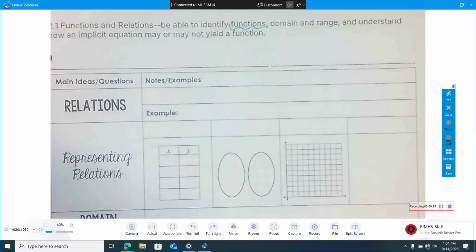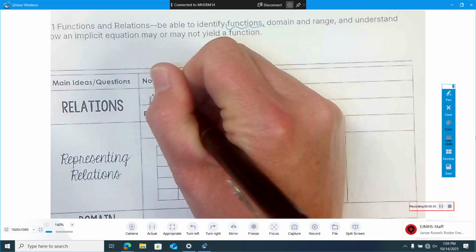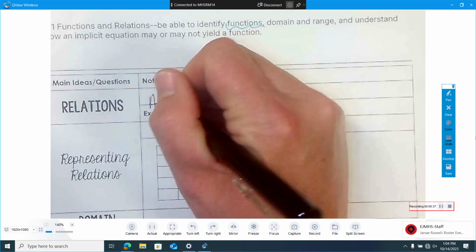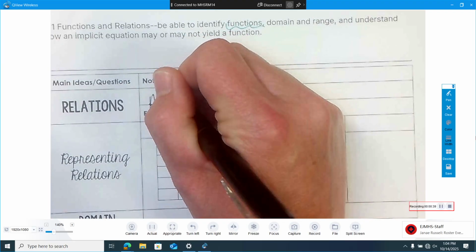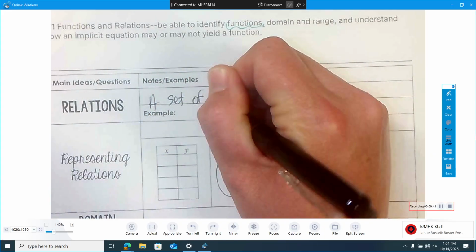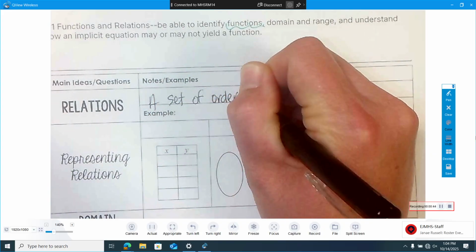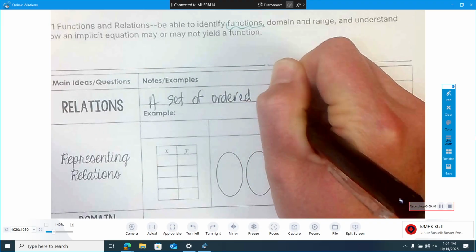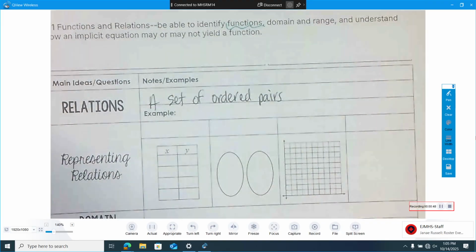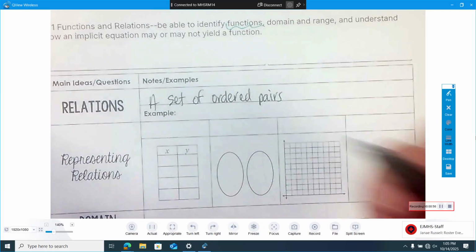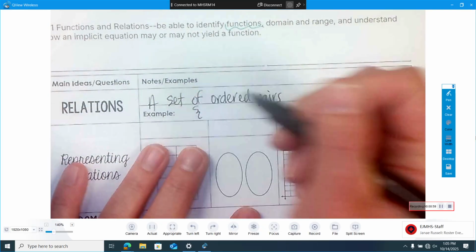Okay, so a relation is simply a set of ordered pairs. They are a set of ordered pairs. By their nature of being presented together, they are being called a relation. They are related. So an example might be here.